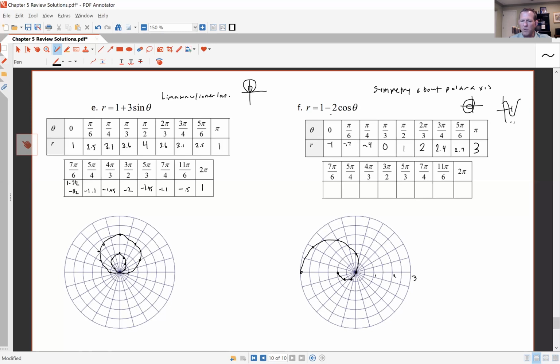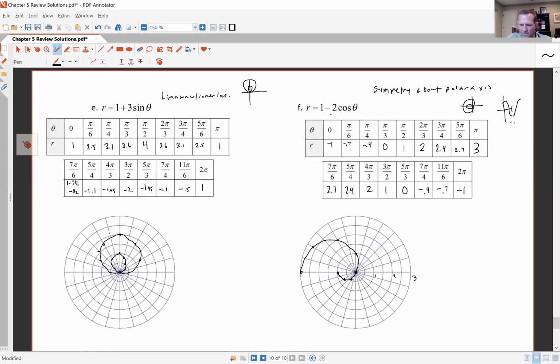All right, so now knowing that there's symmetry about the polar axis, when we start putting these numbers in here, it's going to be cosine of 7 pi over 6, which is going to be negative rad 3 over 2. This is going to be another 1 plus rad 3. So this is going to be 2.7. This one's going to be 2.4. This one's going to be 2. This is going to be 1. It's going to be back at 0. 7 pi over 4 is going to be negative 0.4, negative 0.7, and negative 1.